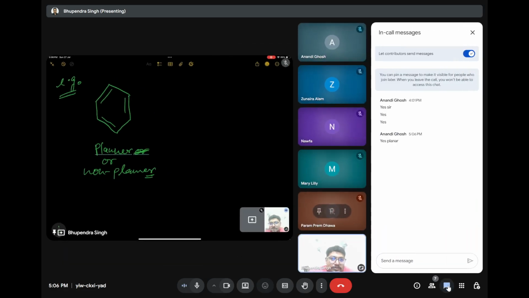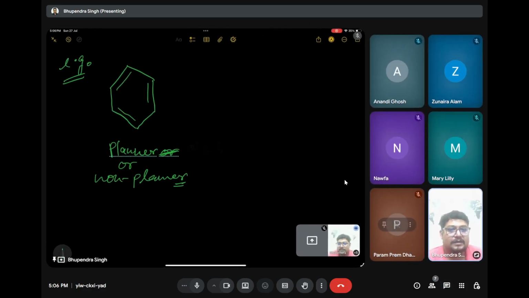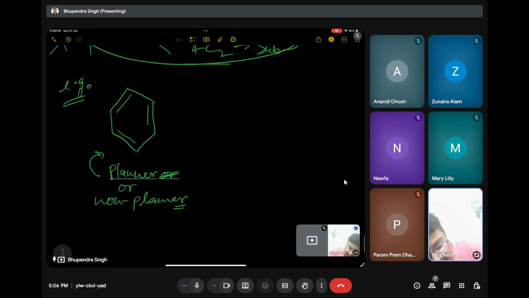So I can see your chat. Yes, planar. Yes, it is planar. This benzene is a planar molecule. Okay, how about this?